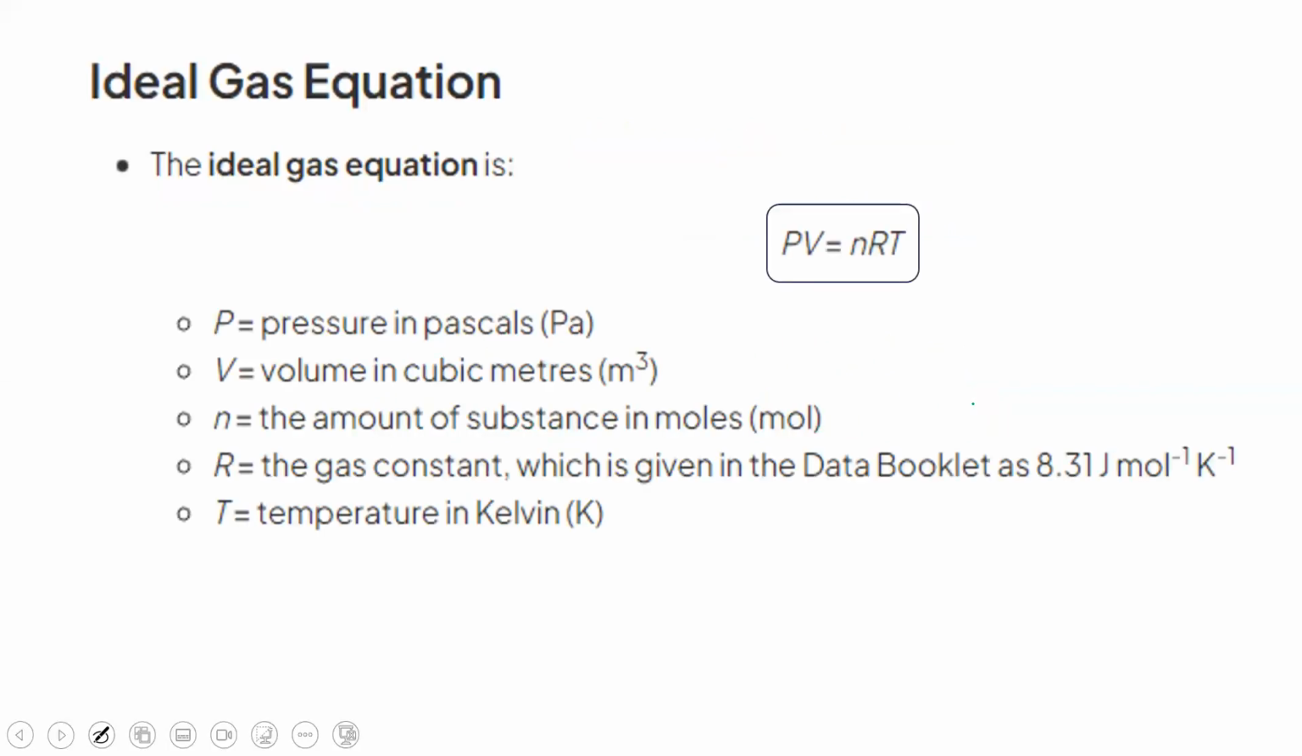Now we have an entry of ideal gas equation. This is a formula used to manage the variables like pressure, volume. The ideal gas equation, PV is equal to nRT, P is equal to pressure, V is equal to volume, n is the amount of substance in moles, R is the gas constant which is given in the data booklet as 8.31, T is equal to temperature in Kelvin. This is called ideal gas equation. Now you have to copy this screen.